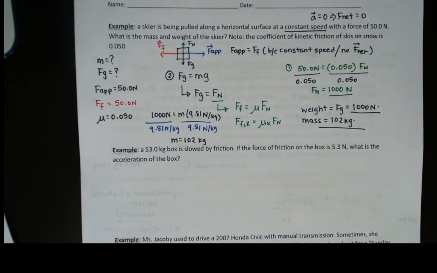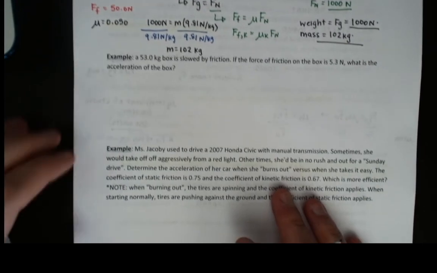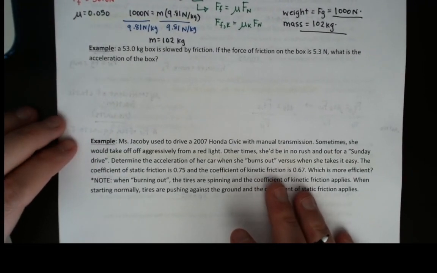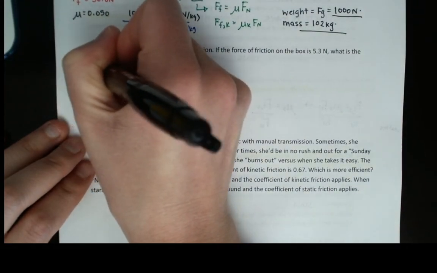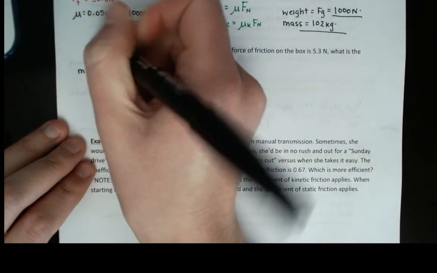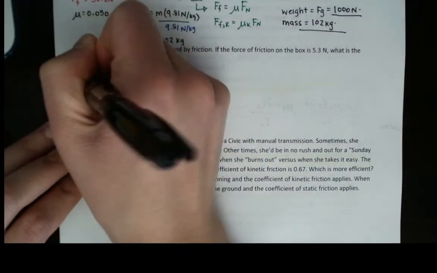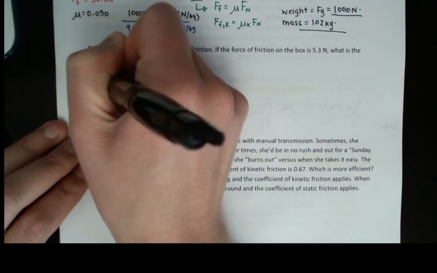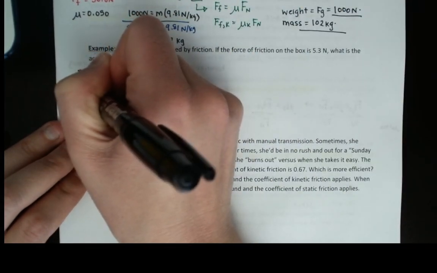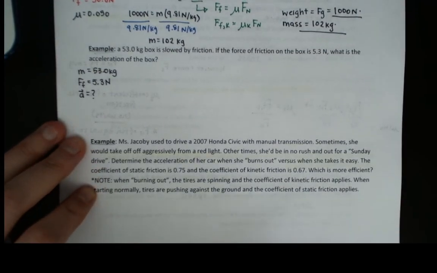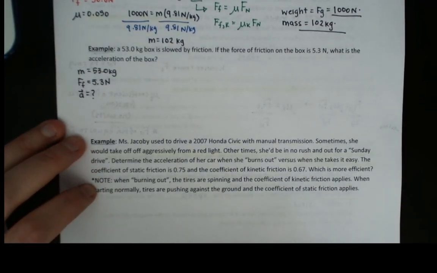All right, a 53 kilogram box is slowed by friction. If the force of friction on the box is 5.3 newtons, what is the acceleration? Okay, we have a mass, 53 kilograms. We have Ff, so we have friction. We are looking for acceleration. So if we want to find acceleration, we need to know what our Fnet is. Well, the only force it tells us about is friction.